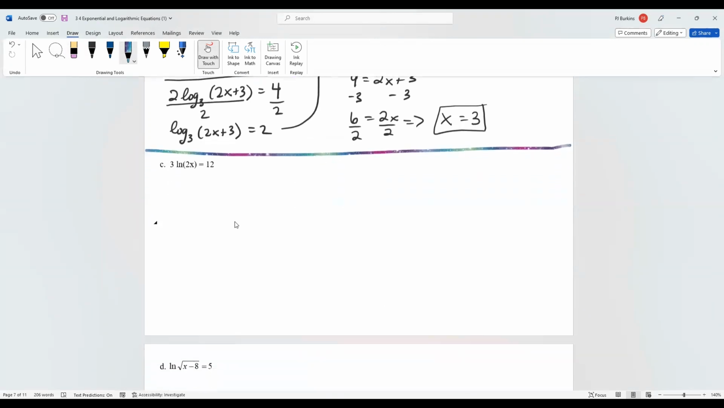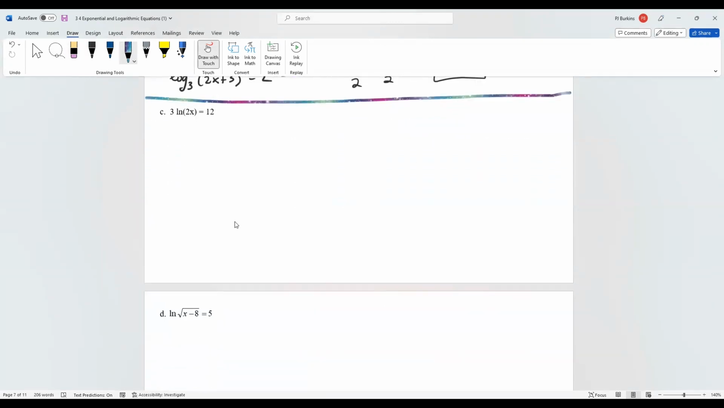All right. We have another nice basic equation. We just have to isolate the log, and it's not too bad. We just have to divide both sides by 3 in this problem. So we get natural log of 2x is equal to 4. And then we use that first bullet point that said if we have log equals a constant, remember that the log equals an exponent.